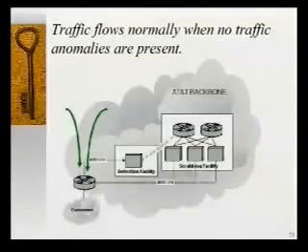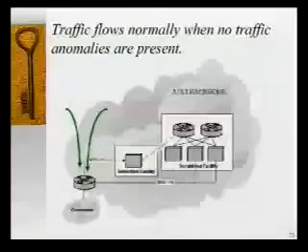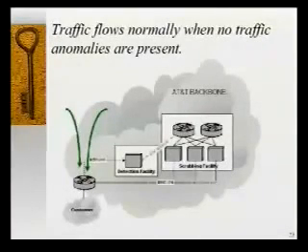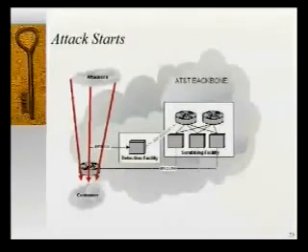Like I said, we have scrubbing facilities that are attached to our OC192 backbone. We have detection facilities that look at flow. So this is normalized traffic. The flow is just going to the customer as normal. The attack starts. So now we're seeing the NetFlow of those malicious packets.